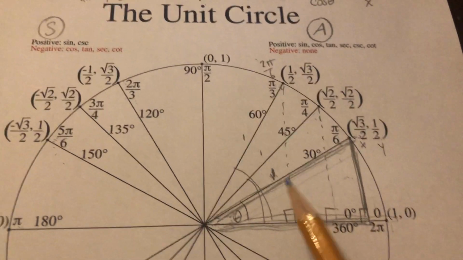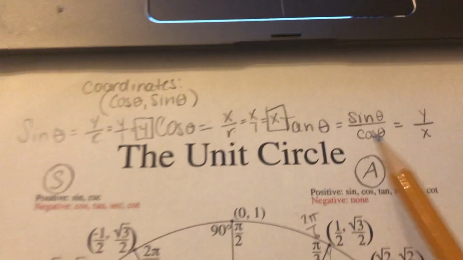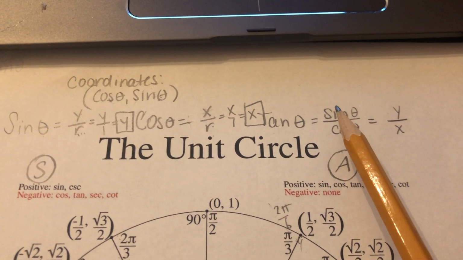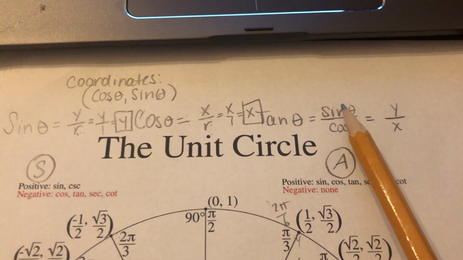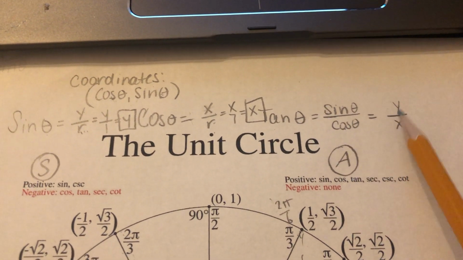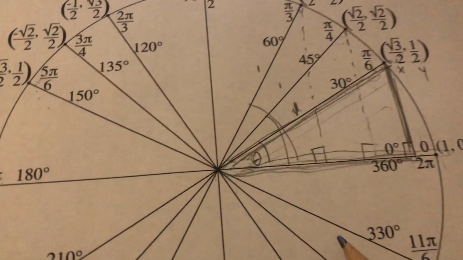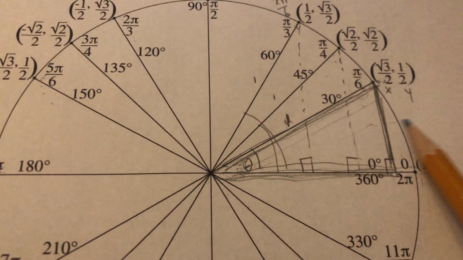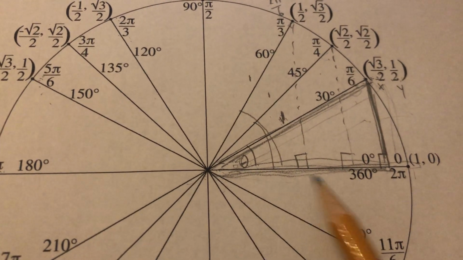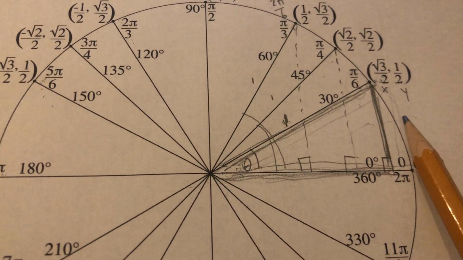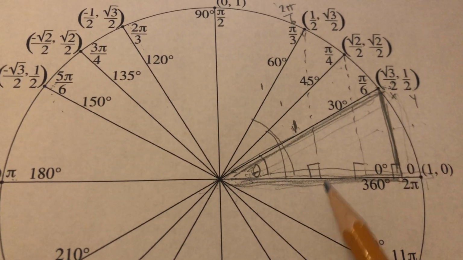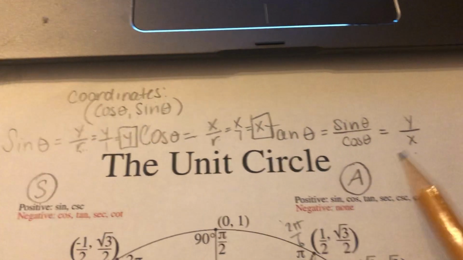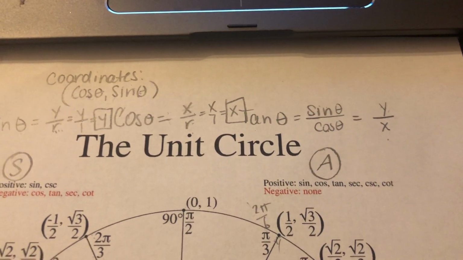Okay? Now, how would I do that with tangent? Tangent is your y over your x, which is also the same as your sine over your cosine, right? Because your sine is your y and your cosine is your x. So y over x. Why is that? Because if I'm on this triangle, what is sine? Isn't sine opposite over adjacent? So my opposite side is my y, my adjacent side is my x, so that's why the tangent is y over x.